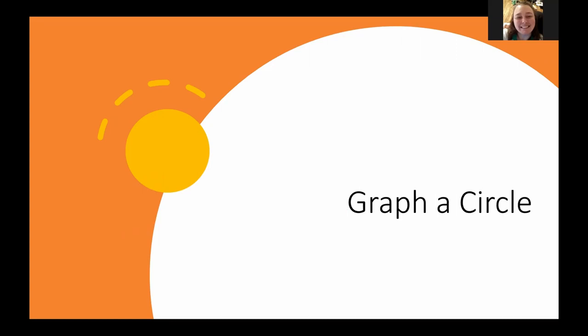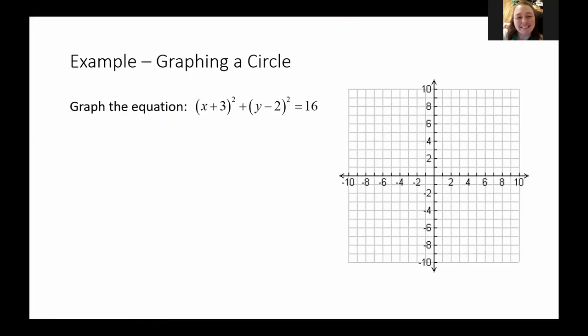Next, let's take a look at how we graph a circle. We're going to go right into this with an example of how to graph a circle by using the equation that we just created. So our equation is going to be (x + 3) squared plus (y - 2) squared equals 16. If I put that into the equation like we had just talked about, the numbers we have to pay attention to are the -3, the -2, and the 16.